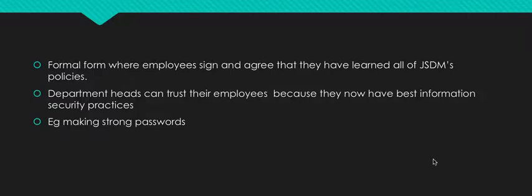Next, we talk about additional imperative security implementations. For example, employee training. At JSDM, when employees are getting hired, they will get trained about information security. A formal form will be given to each employee on which there will be procedures and policies they must follow. By signing the formal form, employees agree that they have learned the terms and policies of JSDM. By doing this, JSDM department heads can trust their employees because they will have training on best information security practices, such as how to make good and strong passwords.